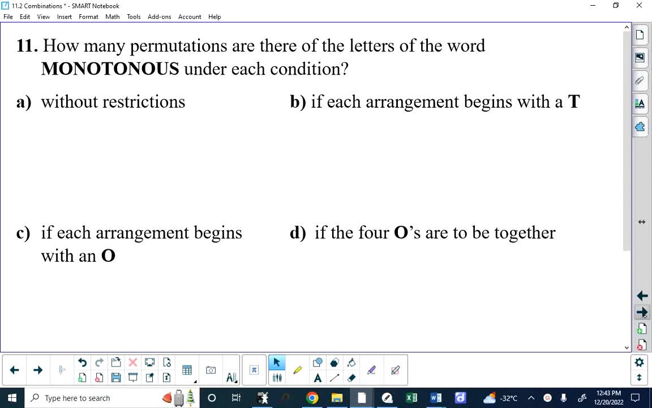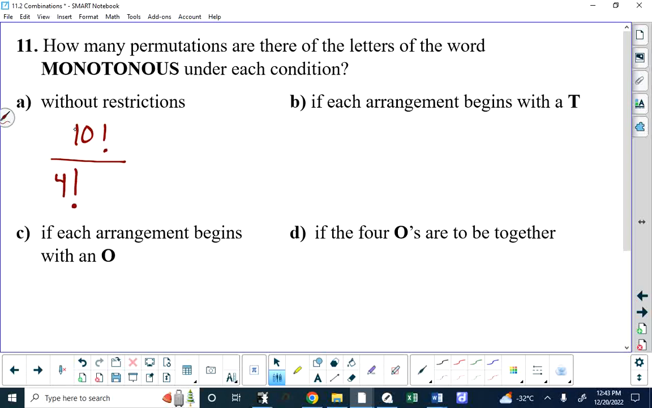So if you had to arrange all of the letters of the word monotonous without any restrictions, you would just say that it is 1, 2, 3, 4, 5, 6, 7, 8, 9, 10 factorial, and then you would start keeping track of all of the items that are identical. I see 4 O's, which would mean you would divide by 4 factorial. That's the rule we learned yesterday.